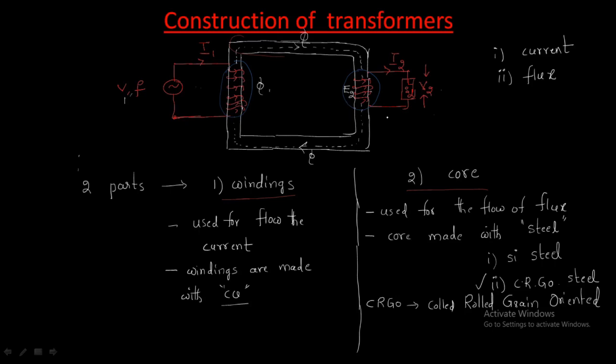We will discuss that here in the next topic. So here in the construction of the transformer, two parts are important. First winding, second one core. Winding is made with the copper and it is used for flow the current. Core is made with the silicon steel or CRGO steel.